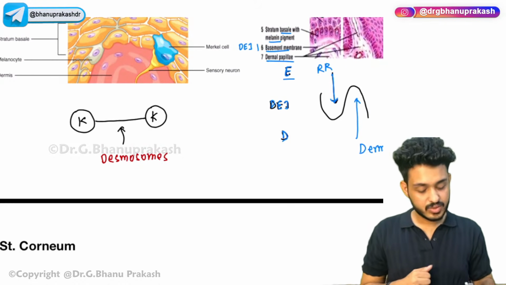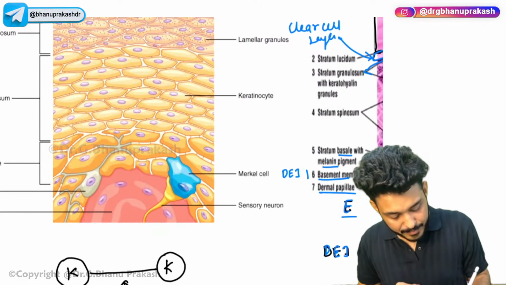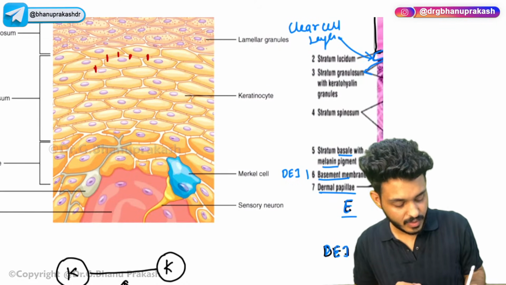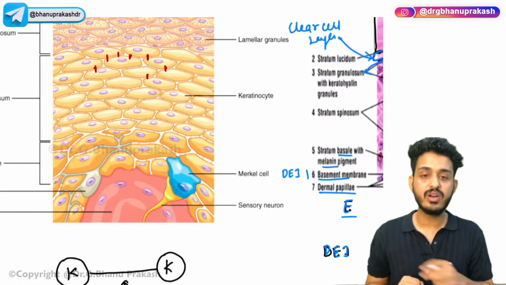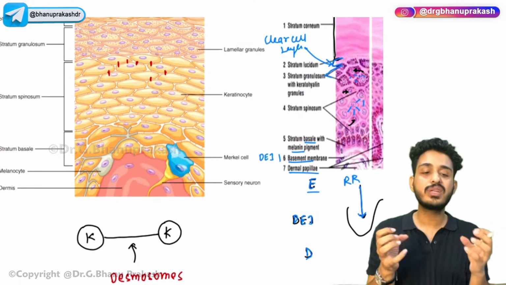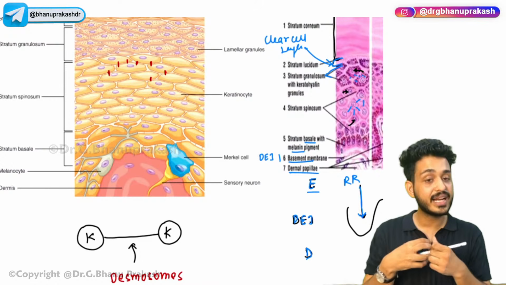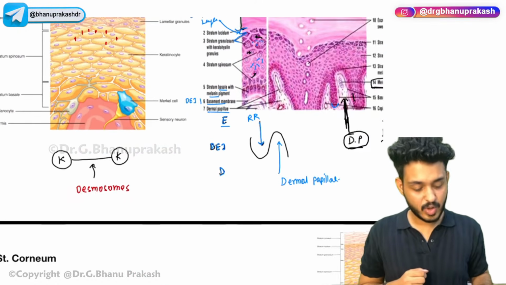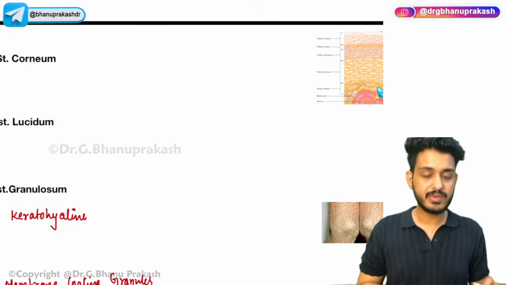Very good, Sneha. So these are desmosomes, and they are maximally present in your stratum spinosum. How are two keratinocytes connected? Two keratinocytes are connected with the help of desmosomes. Okay, done. We will be studying about desmosomal disorders. First of all, we will cover this thing.